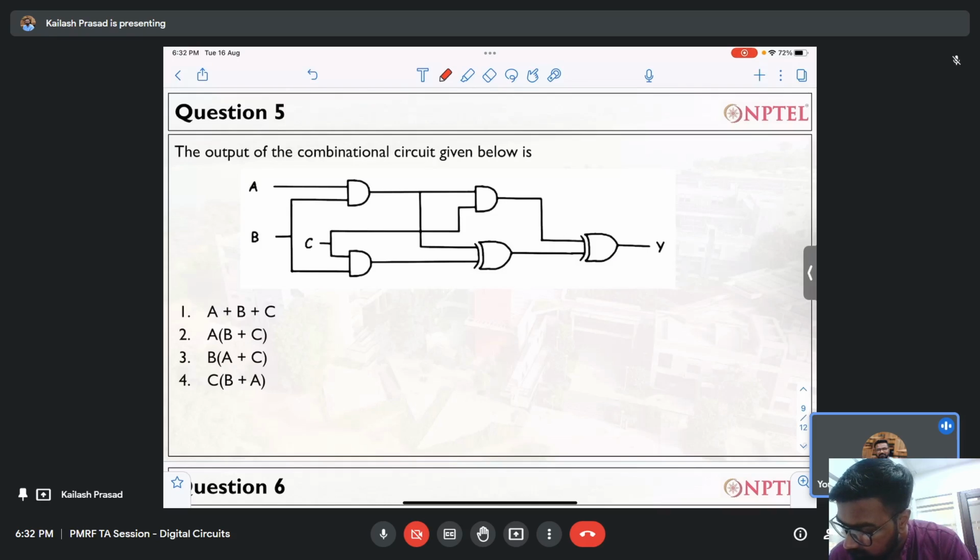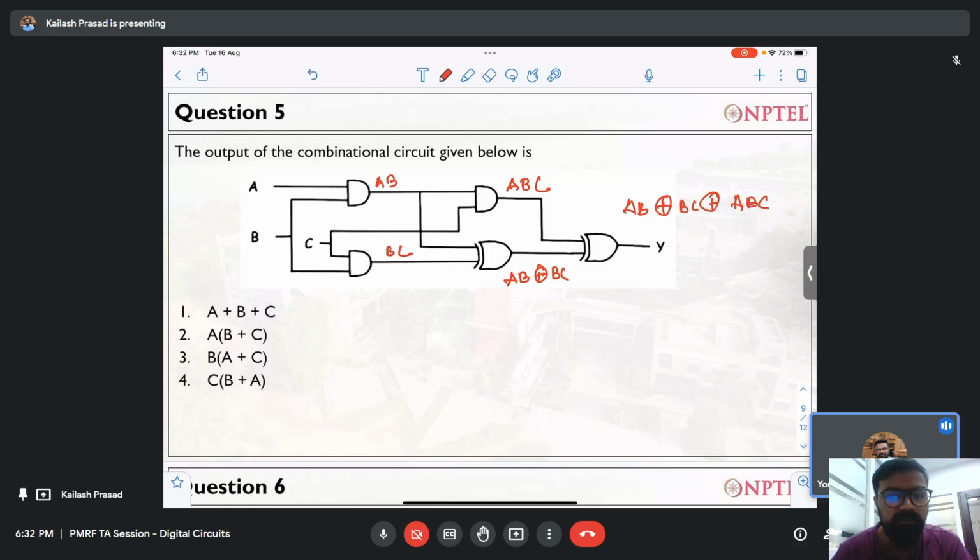If you see here, this node will be AB. Now this node will be BC. Okay, this will be AB into BC. No, sorry, ABC. Okay, this will be ABC, right? And this will be AB XOR BC. Okay, and this will be AB XOR BC XOR ABC, right? Everybody agrees? Now what we have to do is simplify either one of these expressions.